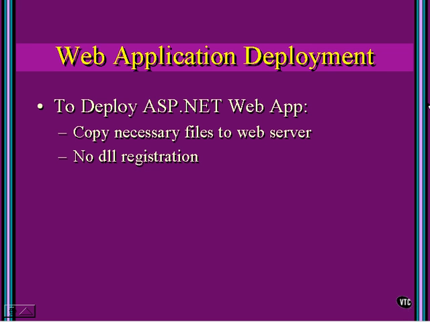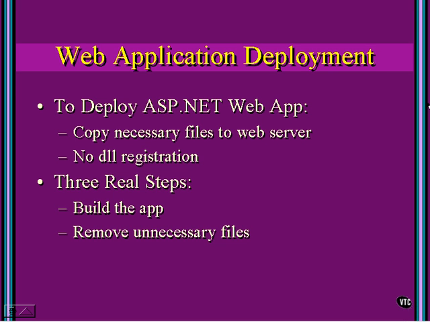One of the big misconceptions when .NET first was unleashed was that DLLs had gone away, and that's not true. We lost the hassle of DLLs, but we still have DLLs. They just don't have to be registered anymore. Here are the real 3 steps that you have to do. Number 1, build your application. You can't deploy it till you build it. Number 2, remove unnecessary files. And then number 3, copy the files that are left to a production environment.